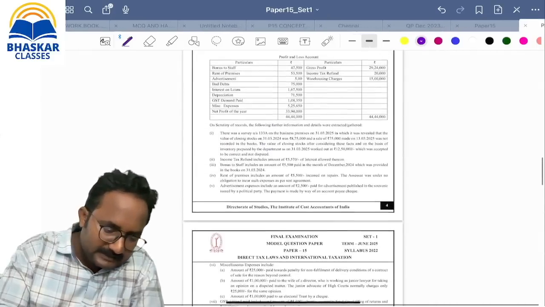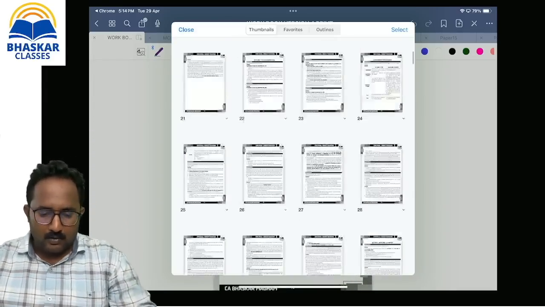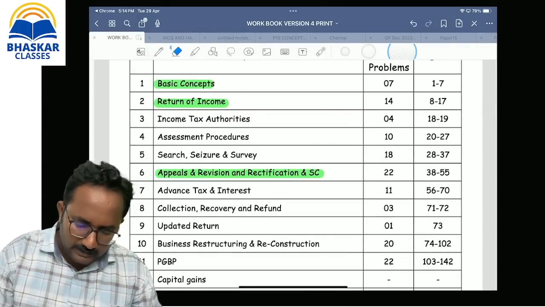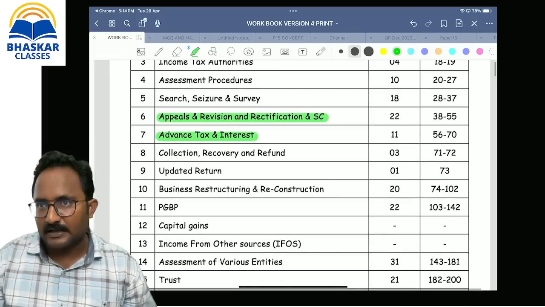So as of now, we have discussed a few chapters. What are the chapters done? The basic concepts, return of income is over, DTA over, tax planning over, appeals over. Tomorrow, directly I will start with, now only I am revealing that, the advanced tax and interest chapter. It has a weightage of 7 marks, a compulsory question we have.